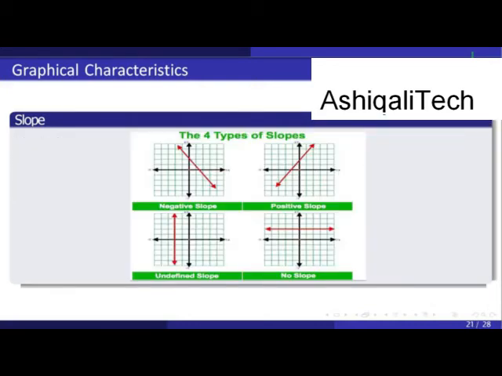Dear students, these 4 types of slopes are represented in the following tables. The first table shows you the positive slope. The second shows the negative slope. The third one shows the 0 slope, or what we call no slope. The fourth shows the undefined slope.